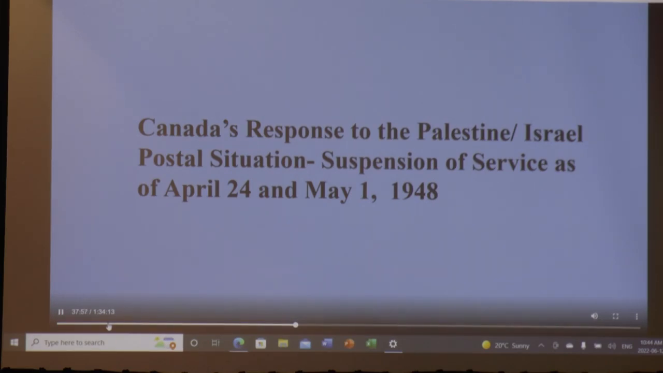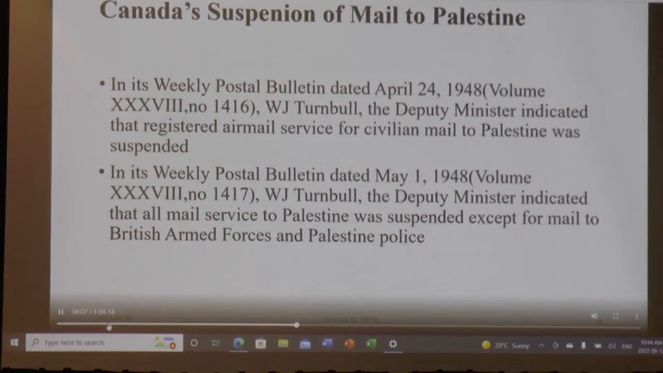And this is where it gets really interesting, and these are the backgrounds where we get into, ultimately, the Library and Archives materials from the Department of External Affairs. So Canada issued bulletins on April the 24th and May the 1st saying, if you want to send mail to Palestine, you're going to be out of luck.